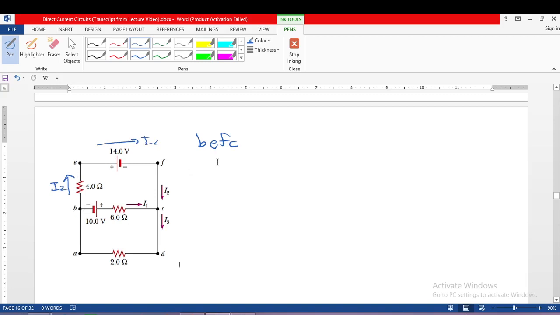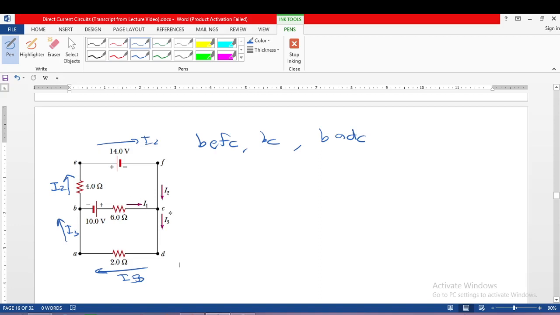So for the branch BC, the current is I1, and the branch BADC is for I3, which is the assumed current. Again, if your problem does not assign the direction of the current, we assign one for each branch. If it is already assigned, then good, we just follow it. Okay, let's answer this one.